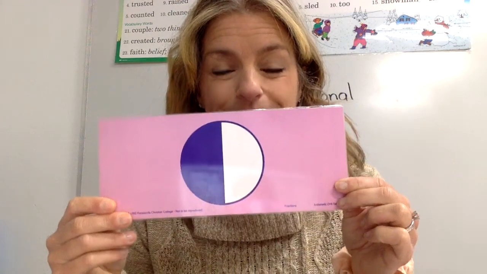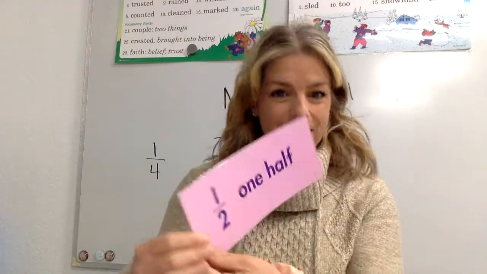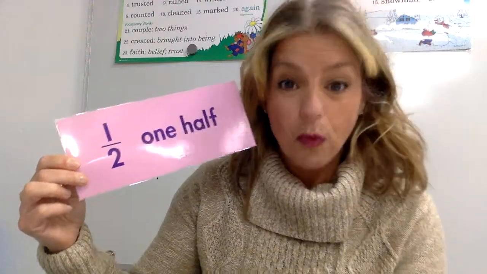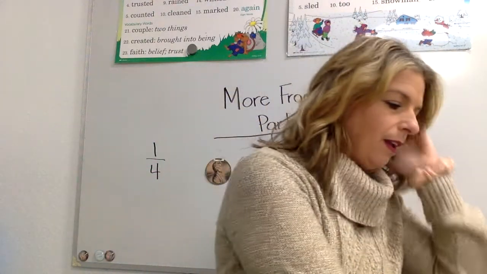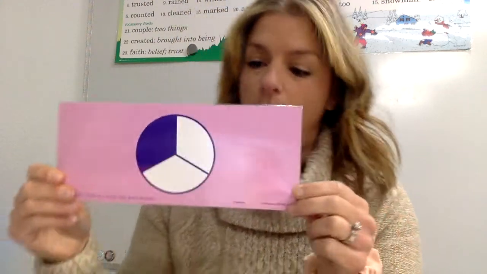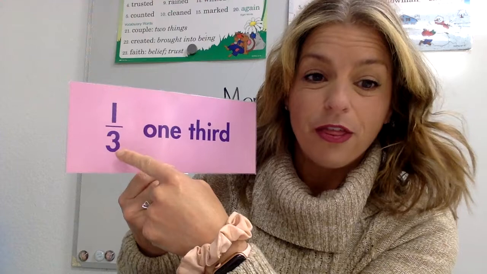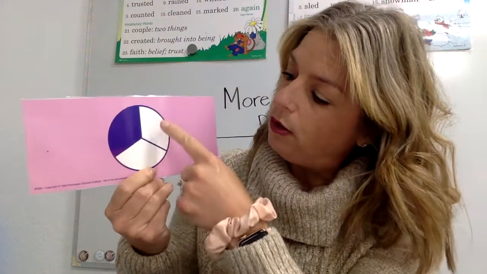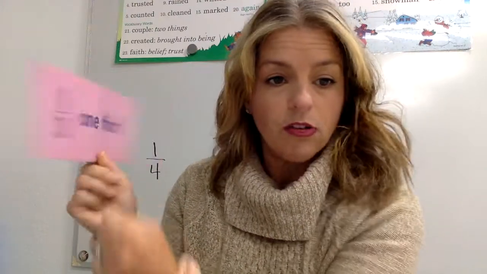How would we write this fraction and say this fraction? Right. 1/2, and that's a 1/2. And last one, that's right, 1/3. Remember, there are 3 parts, 1, 2, 3, and one of them is colored.